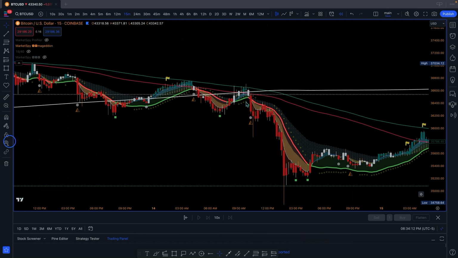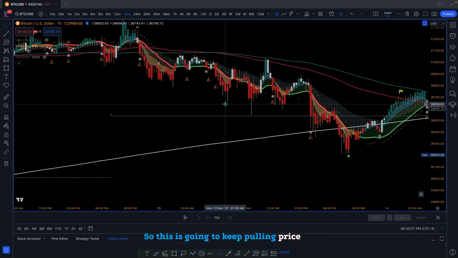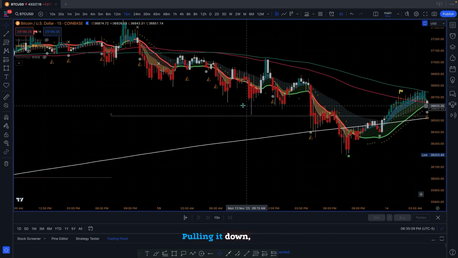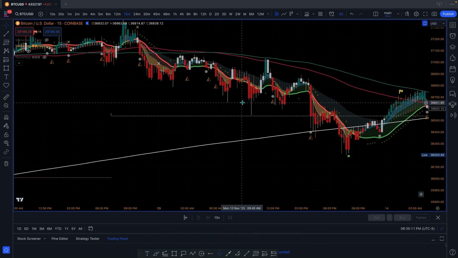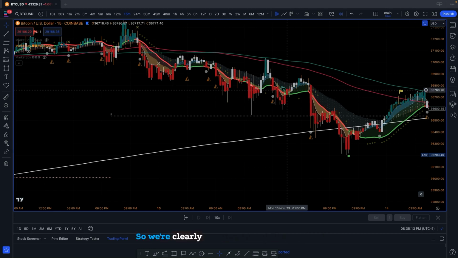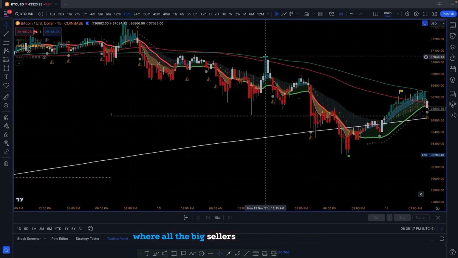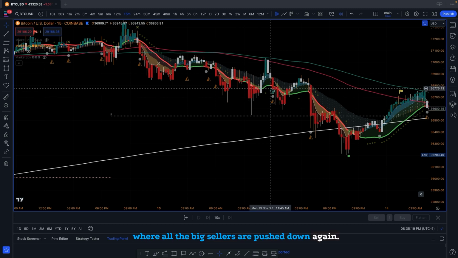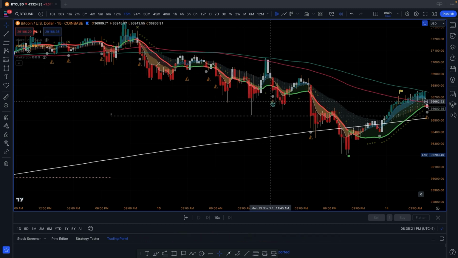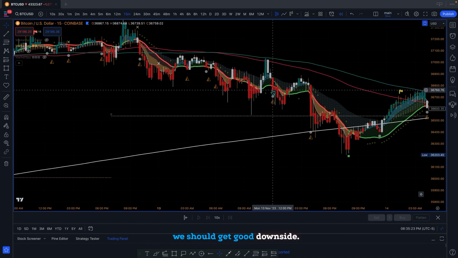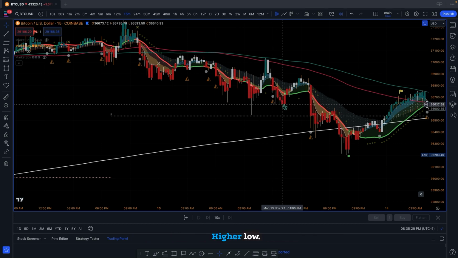Under EQ3, under baseline 1, ladder to the high, get picked up, dumps off a cliff. So this is going to keep pulling price down, pulling it down. But look at that. Now we're not closing lower. Oh, so we're clearly starting to stabilize a little bit. EQ3, where all the big sellers are, push down again. Under baseline 1, under EQ3, we should get good downside. Higher low. Okay, so there's a buyer here.